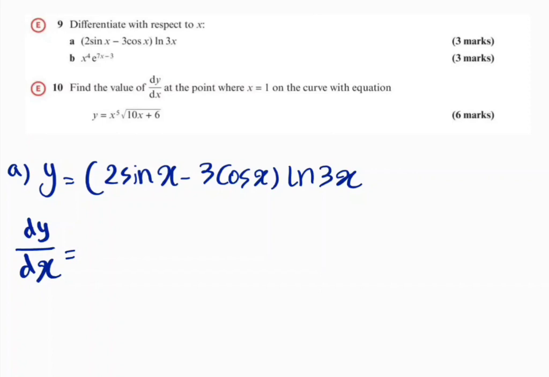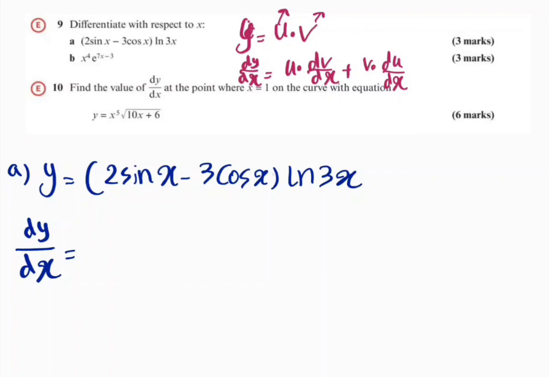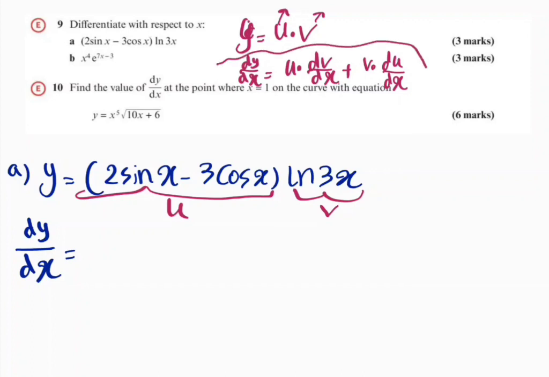I'm going to recall the product rule. We have two functions, so let's say y is equal to u times v, and then dy/dx is equal to u times dv/dx plus v times du/dx. And just remember that u and v here are functions. So in this case, we can consider this as our u and this as v, and then we can use this to differentiate.